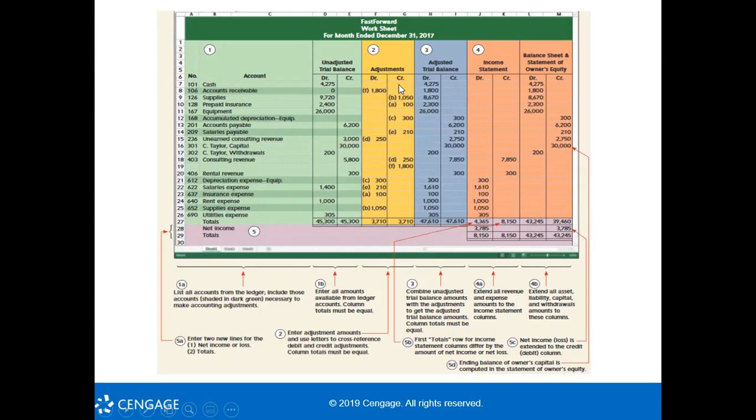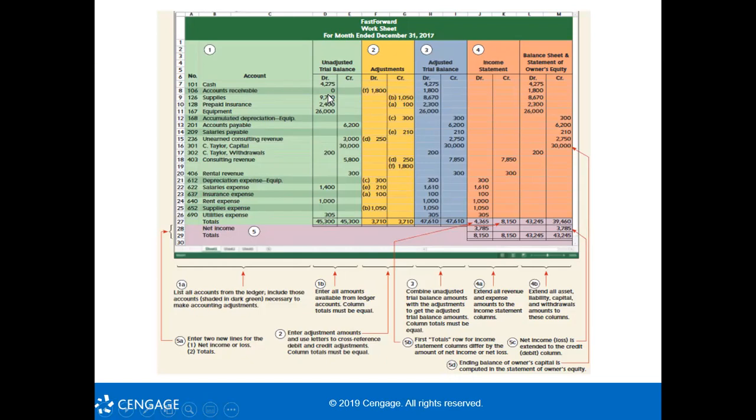There were no adjustments made to cash, so it still has a balance of $42.75. And cash is a balance sheet account, right? That's an asset. So that leads over here to our balance sheet columns, 4275.